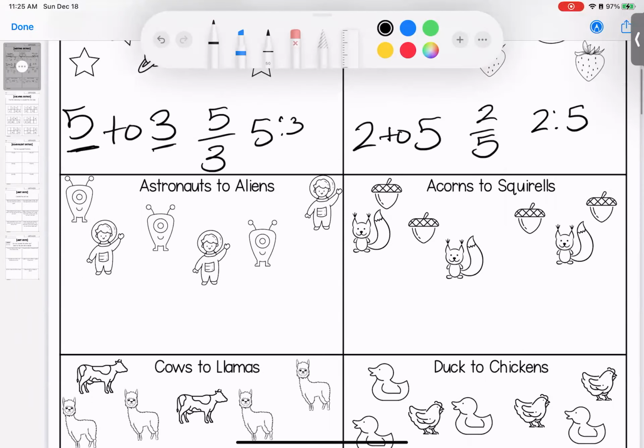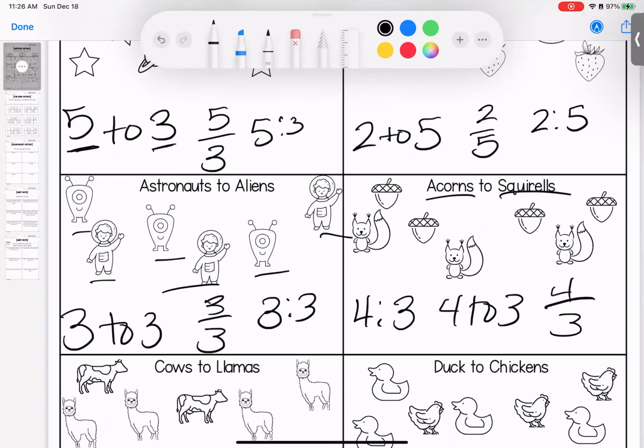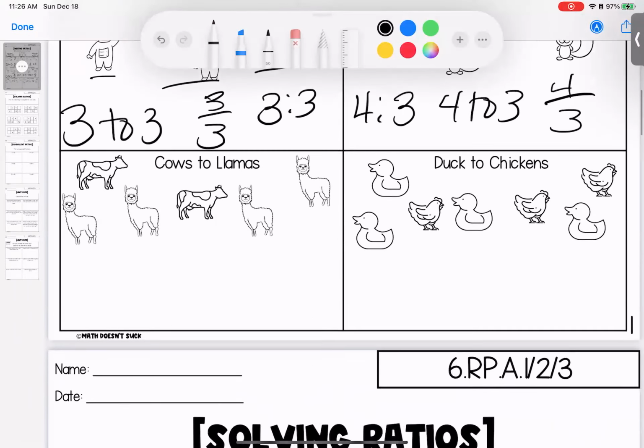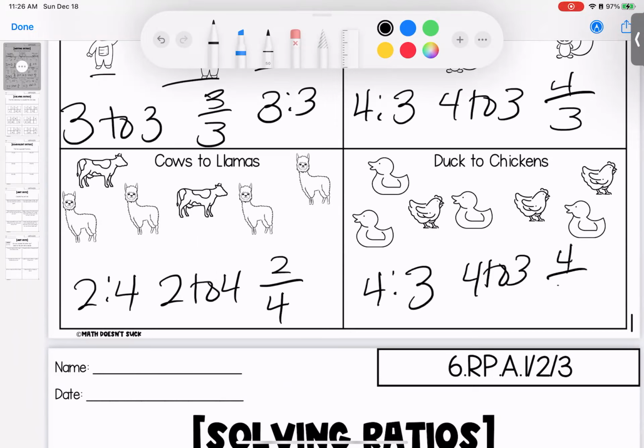Down here, astronauts and aliens. For astronauts, we have 3. For aliens, we have 3. So we could say 3 to 3, 3 over 3, or 3:3. Acorns and squirrels. We have 4 acorns and we have 3 squirrels. So 4 to 3, 4:3, and 4 over 3. Cows to llamas. We have 2 cows and 4 llamas. So here are our answers. And for this one, we have 4 ducks and we have 3 chickens, 4 to 3, 4 over 3.